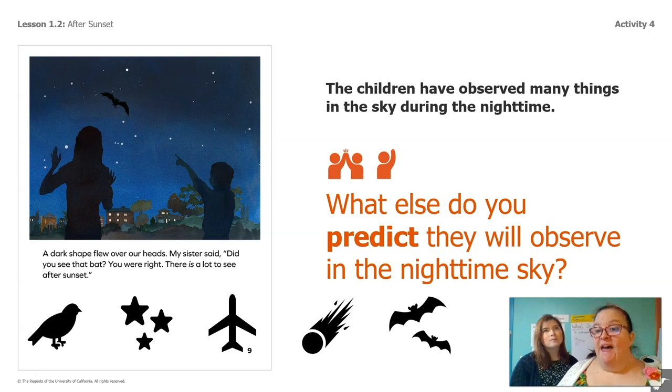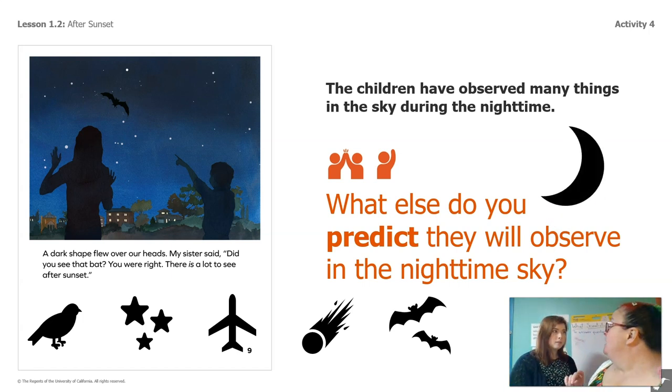I predict that they're going to see the moon. Because here's why. I think they're going to see the moon because the moon is usually in the sky at night. I've seen it before at night. Haven't you? Yeah, I've seen it. So I think they're going to see the moon. Yeah. Rosie, what do you predict?